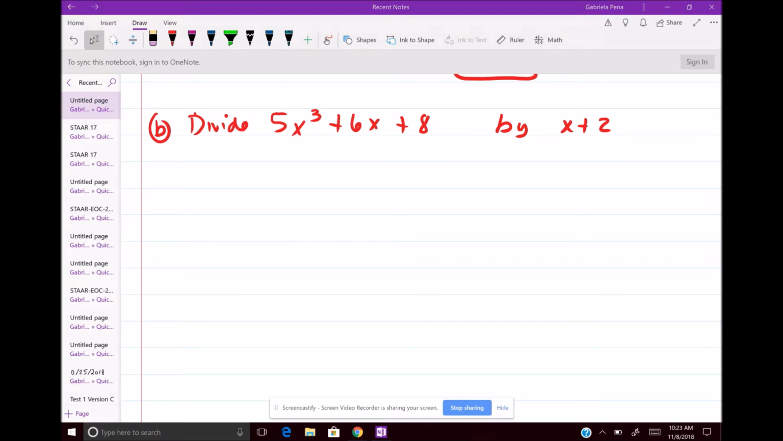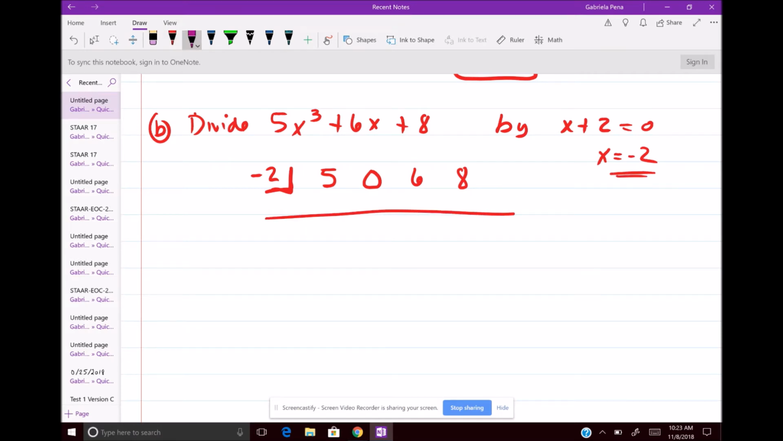So what was the first number you put? 5, and then? 0. Did everybody put the 0? Because there was no x squared. And then 6 and 8, and which is the number that goes out here? -2. Perfect. Because remember, you set this equal to 0, and this is where the -2 comes from.